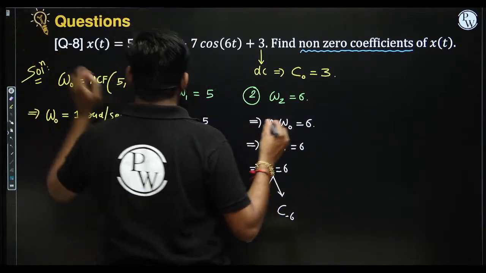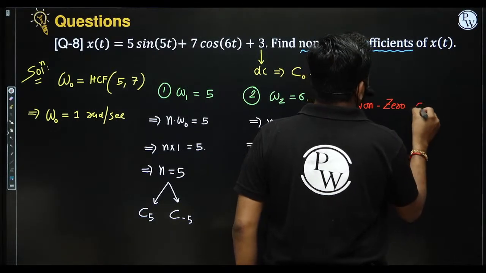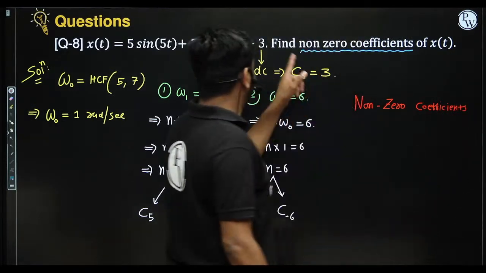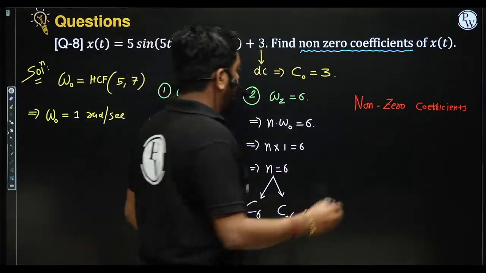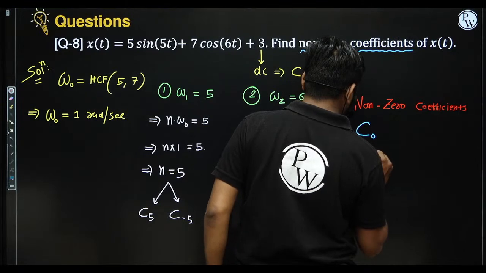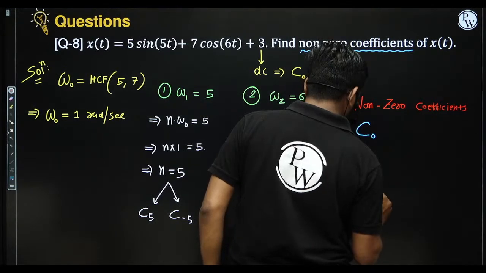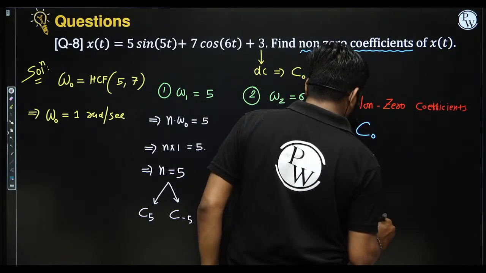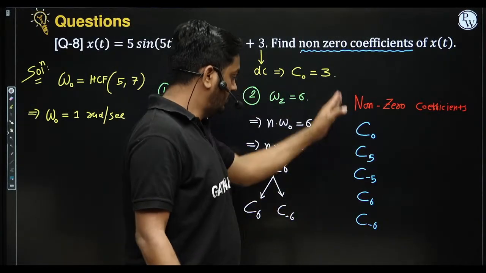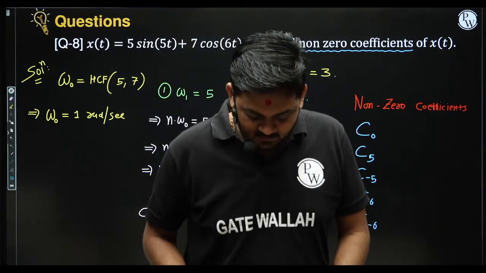So total non-zero coefficients guys. See this DC guys, this is also a non-zero coefficient. So first is C0, then next is C5, C minus 5, C6 and C minus 6 guys. So C0, C5, C minus 5, C6 and C minus 6, all these are the non-zero coefficients. Correct? So in this way also they can ask the question, guys. Fine.